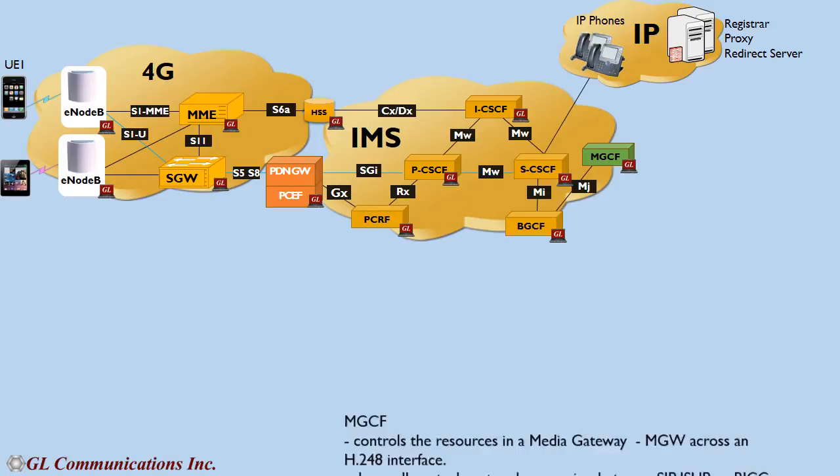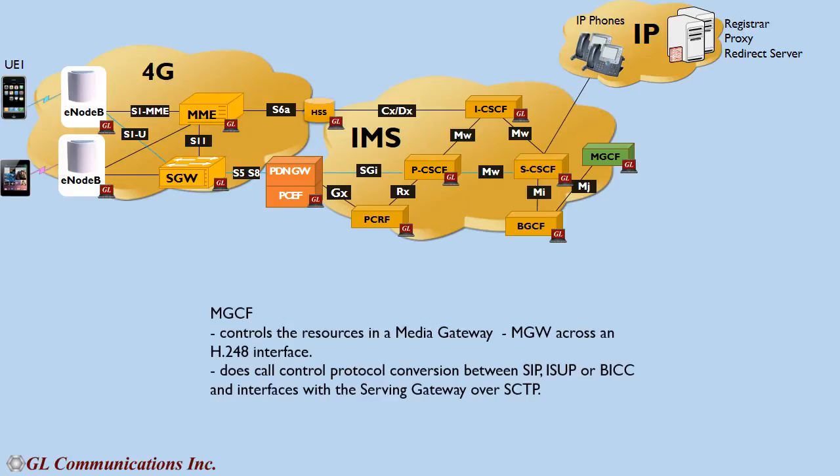Media Gateway Controller Function or the MGCF. The MGCF is a SIP endpoint that does call control protocol conversion between SIP, ISUP or BICC, and interfaces with the signaling gateway over SCTP. It also controls the resources in a media gateway or the MGW across an H.248 interface.